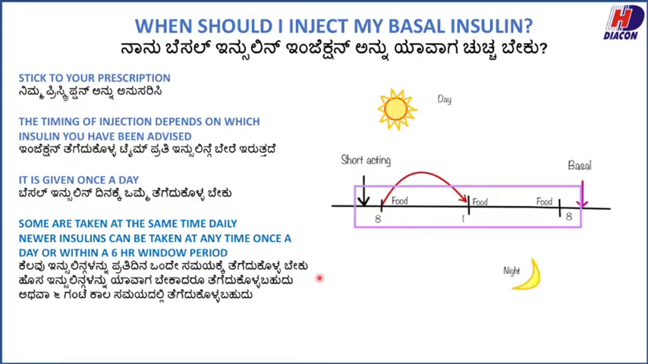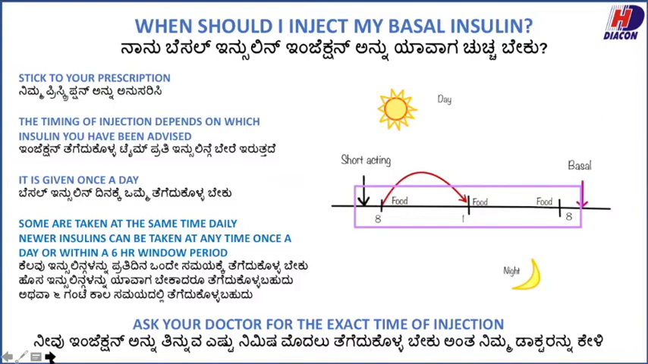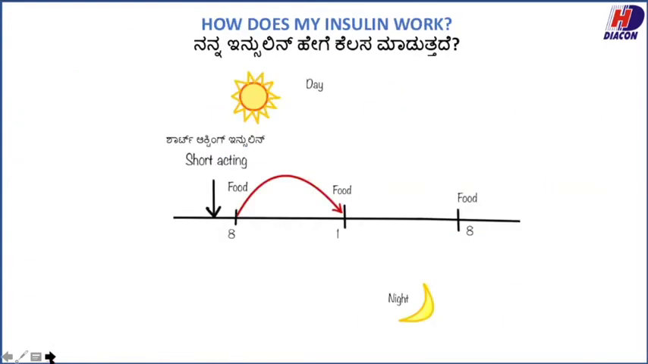Some of the newer basal insulins can actually be taken within a flexible time period. Some can be taken within a 6-hour window period. So anytime from 6 a.m. to 12 noon or 12 noon to 6 p.m. There are some insulins which can really be taken at any time. So one day morning, one day evening, next day back to afternoon. The timing of the injection depends upon which particular insulin you're taking. So sit with the doctor and find out when you need to inject your insulin, because it varies based on the type of insulin you have been prescribed.